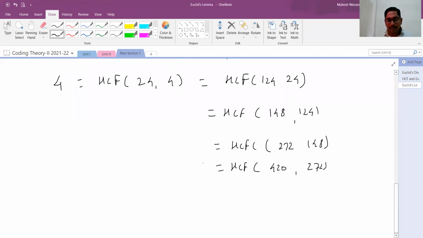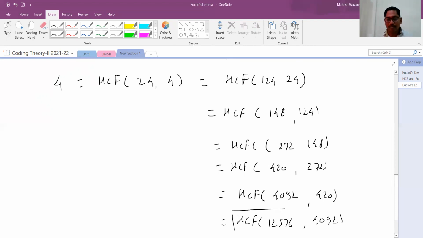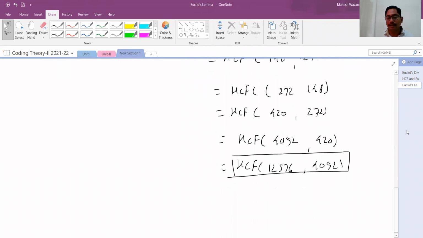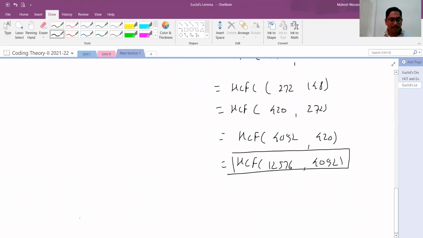So I am saying that the divisor and the remainder have the same highest common factor in each step. So the highest common factor of 420, the earlier remainder, and 4052, and at last, the highest common factor of the earlier divisor and your number a, 12,576. So in this way, the highest common factor of these two numbers is 4. Whatever algorithm I have applied here is known as Euclid's algorithm to find the highest common factor. So what are the steps?